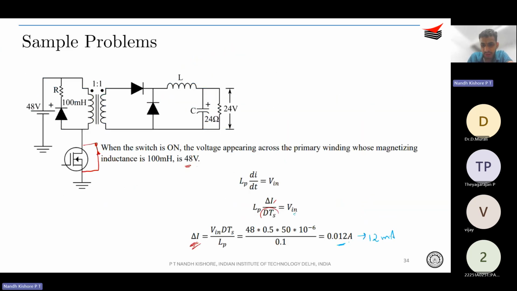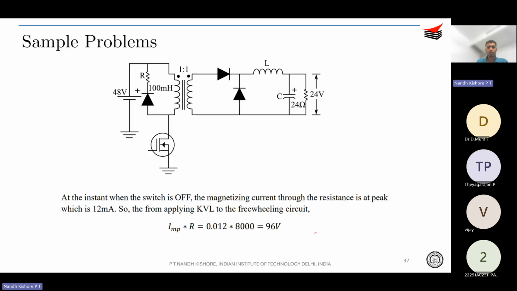That is 12 milliamperes. Okay. So you know what is I, since you know what is R as well. R is 8 kilo ohms, that is what we obtained in the previous problem. Therefore, the I into R drop is 96 volts.